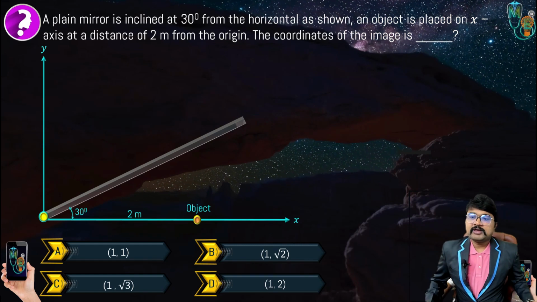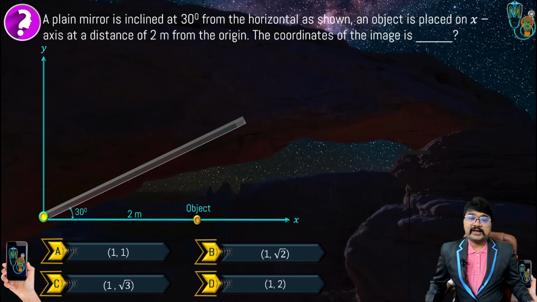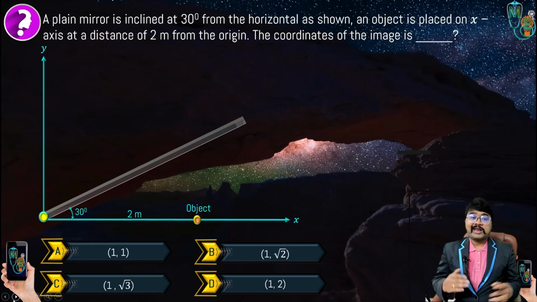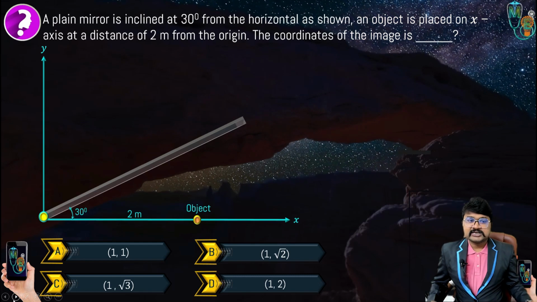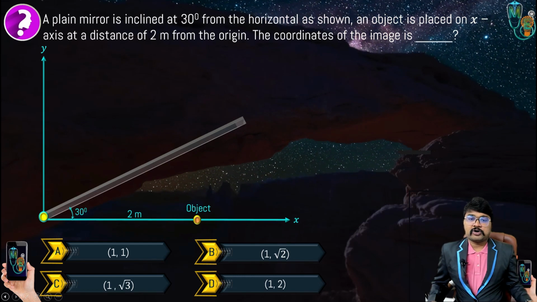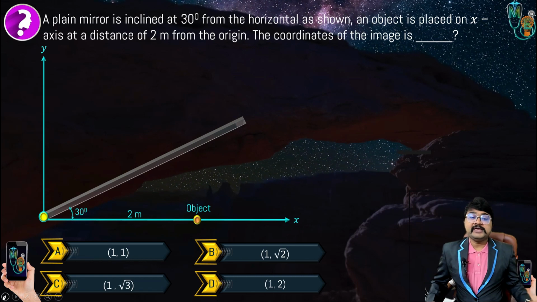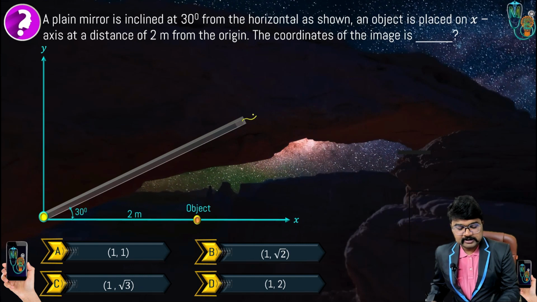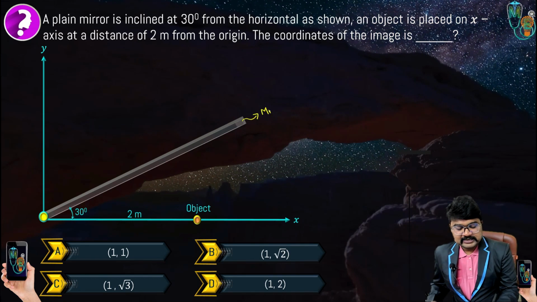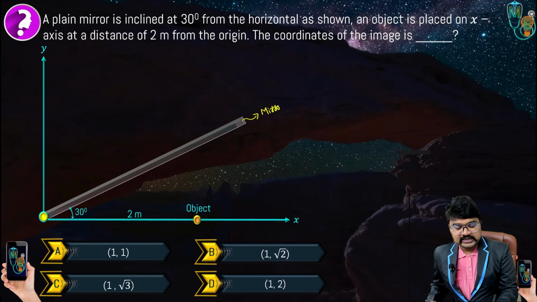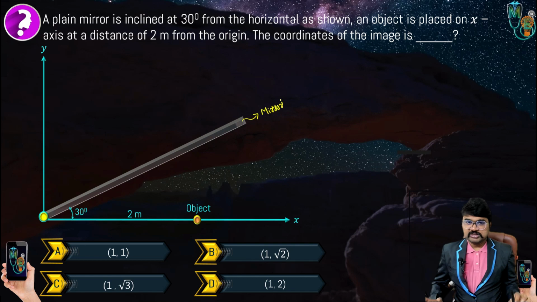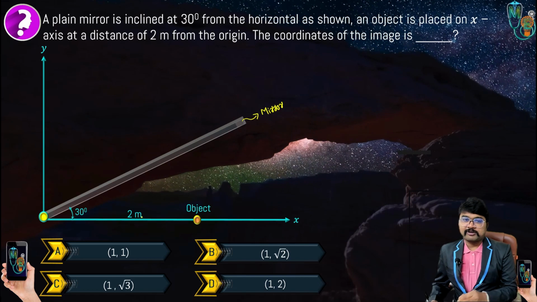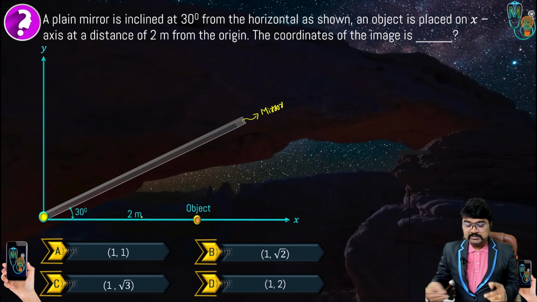Read the question carefully. A plane mirror is inclined at 30 degrees from the horizontal as shown in the figure below. An object is placed on the x-axis at a distance of 2 meters from the origin. The coordinates of the image are dash. Here you can see the mirror. This would be the mirror. The mirror is inclined at 30 degrees with the horizontal. The object is placed at a distance of 2 meters from the origin. Then what is the image formation?